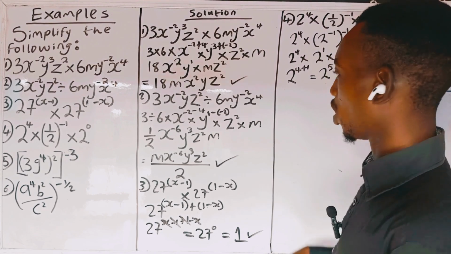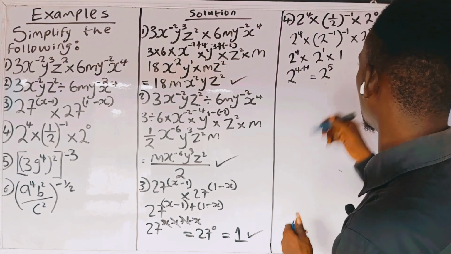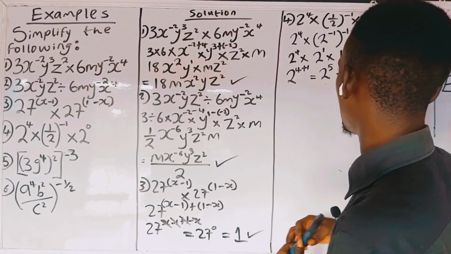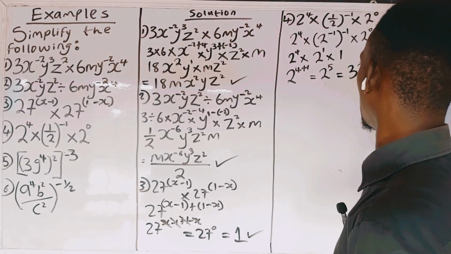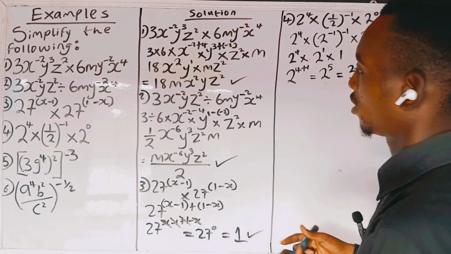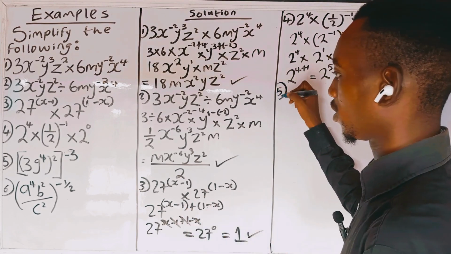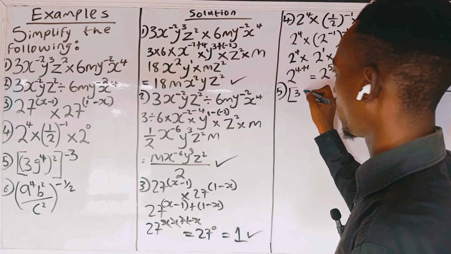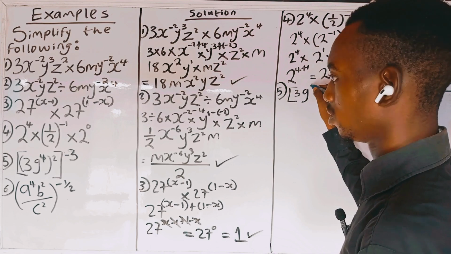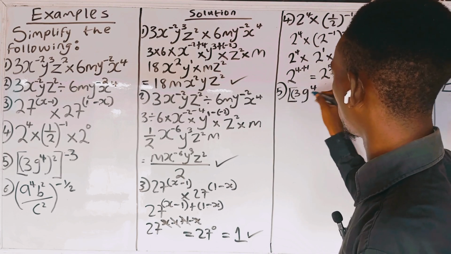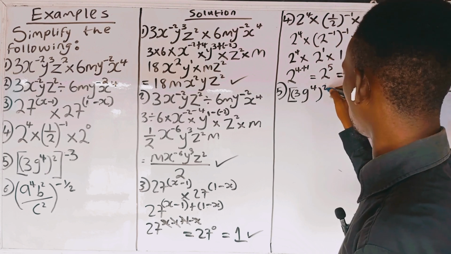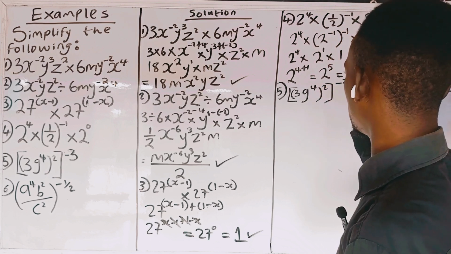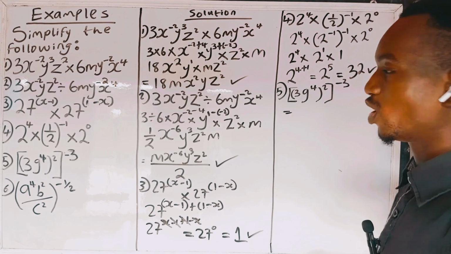Are you following? Or let's evaluate it. 2 to the power of 5 is going to give us 32 as our final answer. Then number 5 said that 3g to the power of 4, all squared to the power of negative 3. So how do we evaluate this?